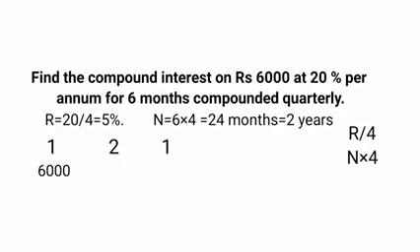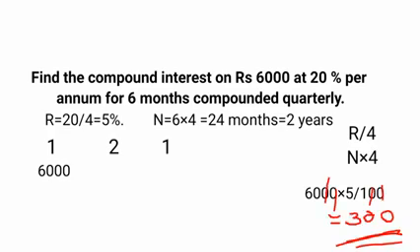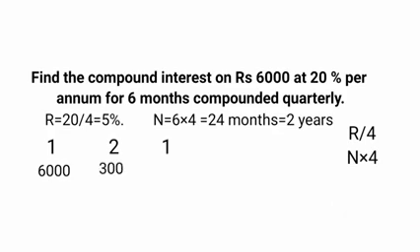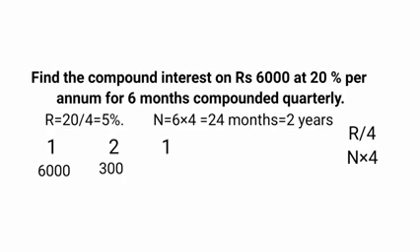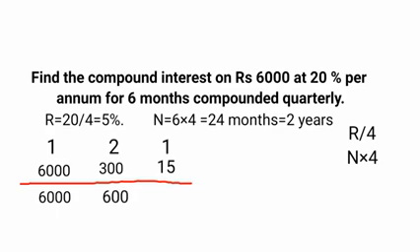We got the new rate of interest as 5%, no? So take 5% of 6,000. 6,000 into 5 by 100. You will get it as 300. So write it below 2. Again take 5% of 300. You will get it as 15. Write that below 1. Multiply the values in each column. So in the first column 1 into 6,000, that is 6,000. In the second column 2 into 300, that is 600. And in the third column 1 into 15, 15.